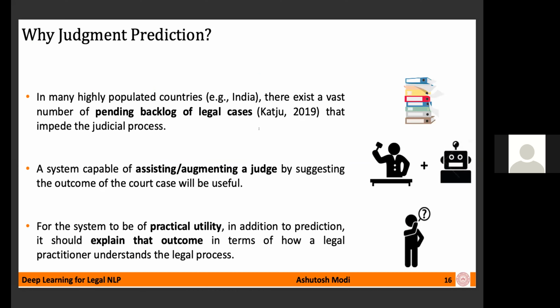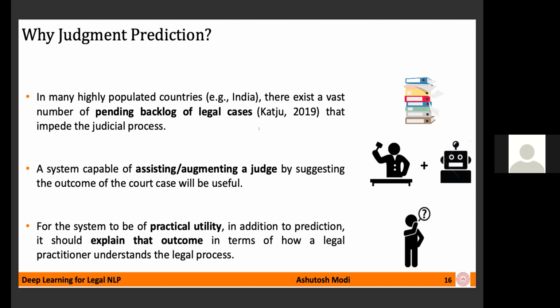And this backlog is due to multiple factors, including the unavailability of competent judges, and the whole process takes quite a lot of time. Therefore, a system that is capable of assisting or augmenting a judge by suggesting the outcome of the ongoing court case will be useful for expediting the judicial process, basically.